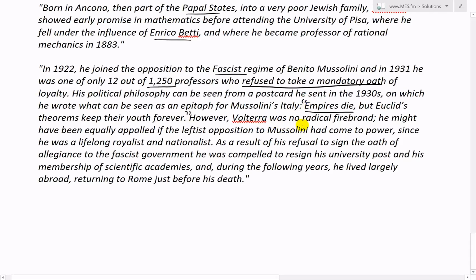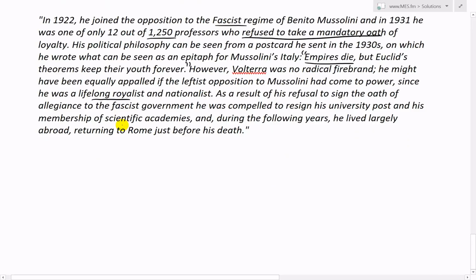However, Volterra was no radical firebrand. He might have been equally appalled if the leftist opposition to Mussolini had come to power, since he was a lifelong royalist and nationalist. As a result of his refusal to sign the oath of allegiance to the fascist government, he was compelled to resign his university post and his membership of scientific academies, and during the following years he lived largely abroad, returning to Rome just before his death.